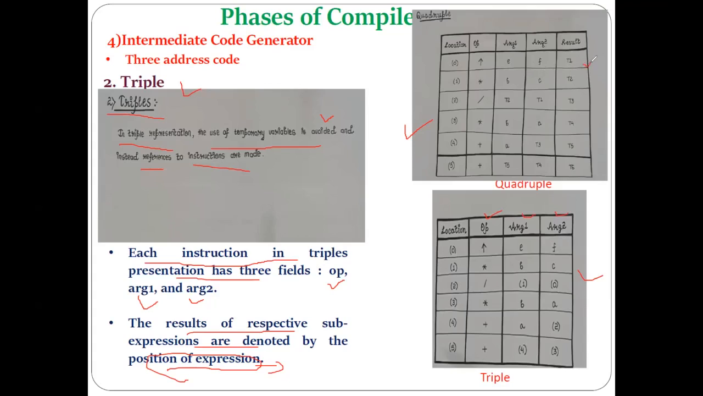Now let's see how the triple representation can be generated from the quadruple. For the first, we write the exponential operator as it is, then argument one as E and argument two as F. Then for the second, star as the operator, B as argument one, C as argument two. Then for the next, division as the operator. Now here, as I said, in the triple, temporary variables are avoided. That is one of the disadvantages of the quadruple: lots of temporary variables are generated and they have to be shown in the symbol table. So here we avoid the use of temporary variables in the triple representation.